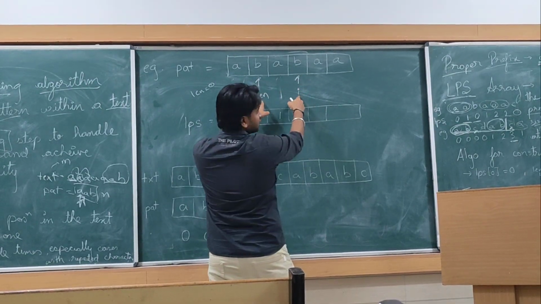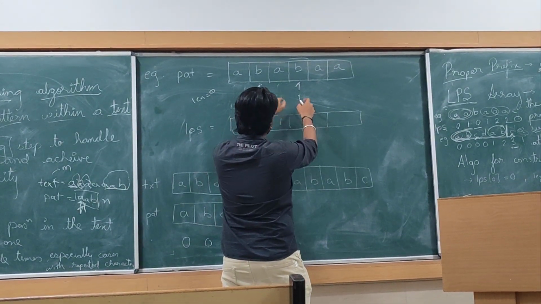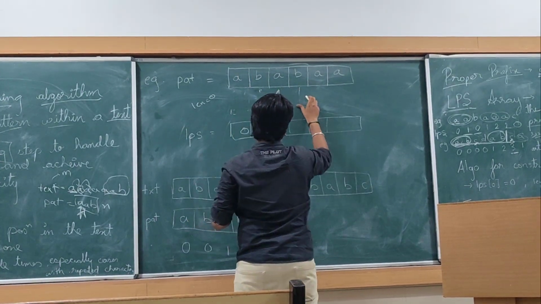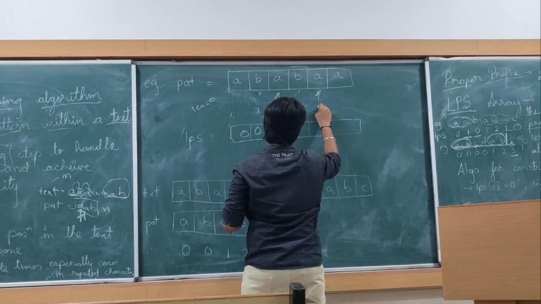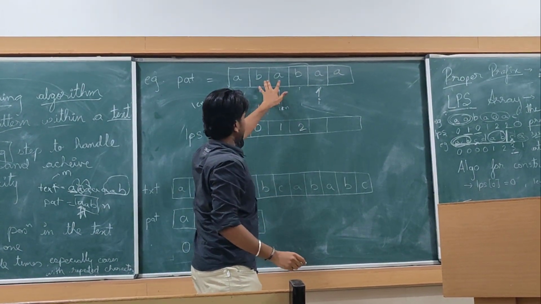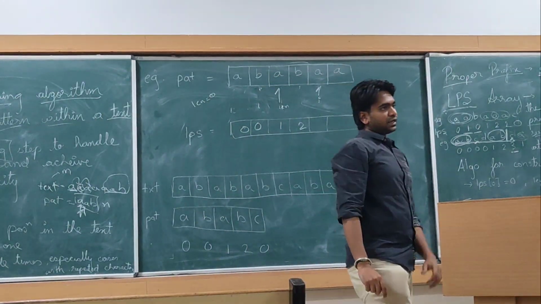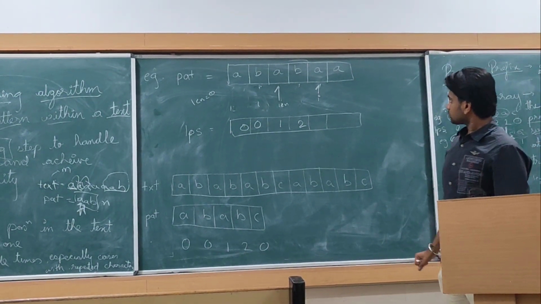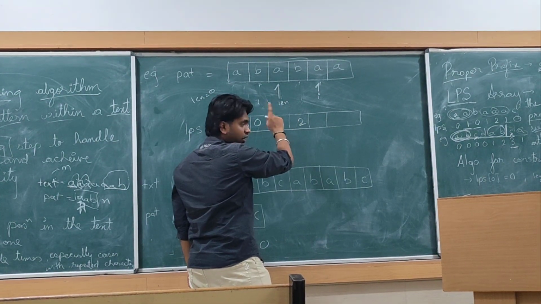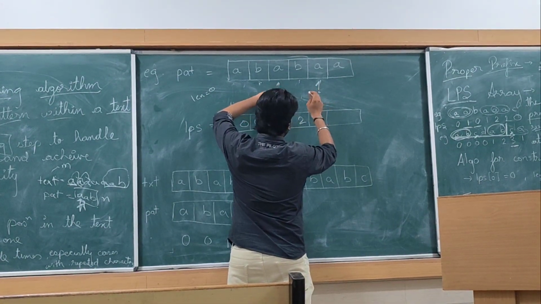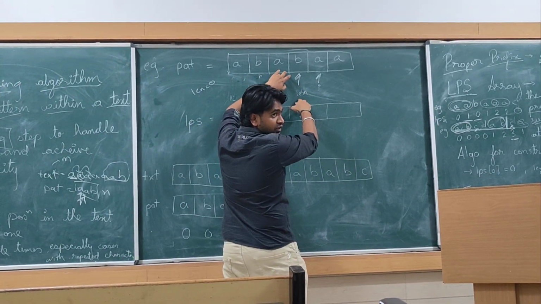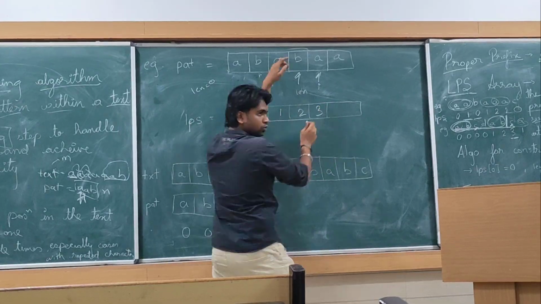Now I. Does this match? What will you do? Length plus plus, and I. And what will this be? 2. Obviously 2 है, AB and AB. Next double A के लिए क्या होगा? यहाँ पे again the first case, it matches, right? So सबसे पहले length plus plus, so that is 3 and LPS of I is equal to 3.